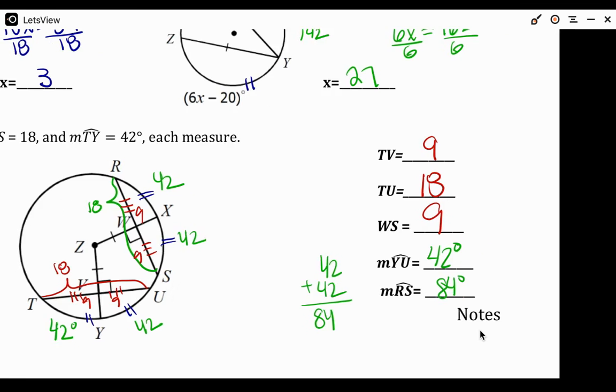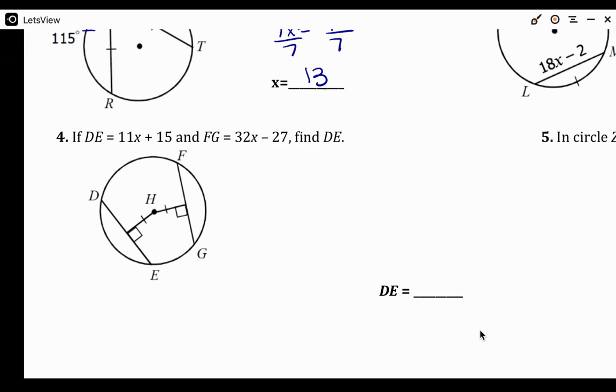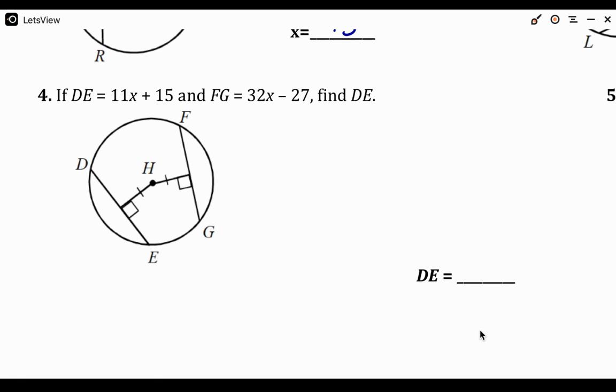Okay. Oh, looks like I skipped number 4. Okay, let's go back and finish number 4. So DE is 11x plus 15. So that's for our segment. And FG is 32x minus 27 for this segment. We want to find DE.